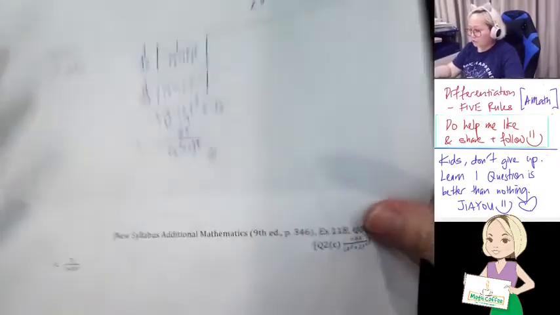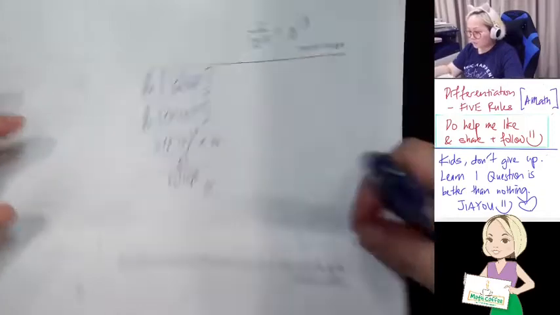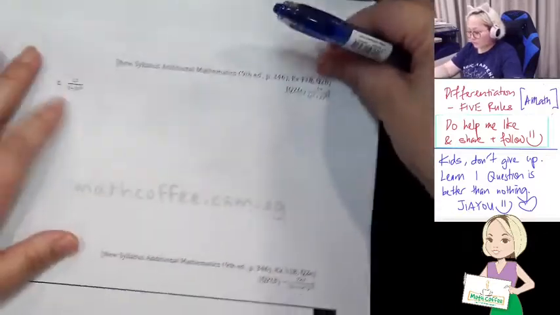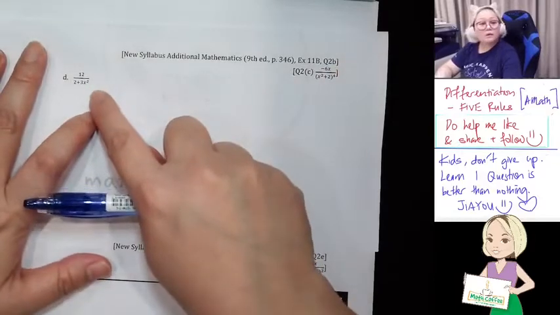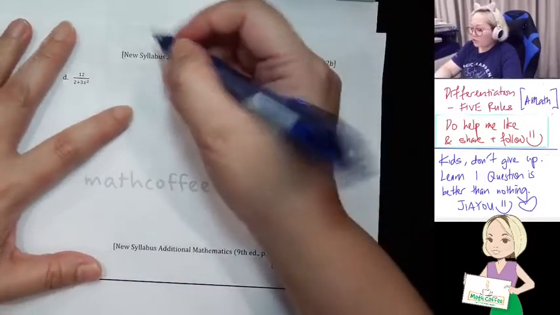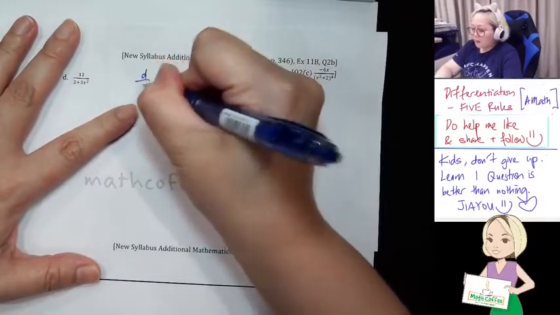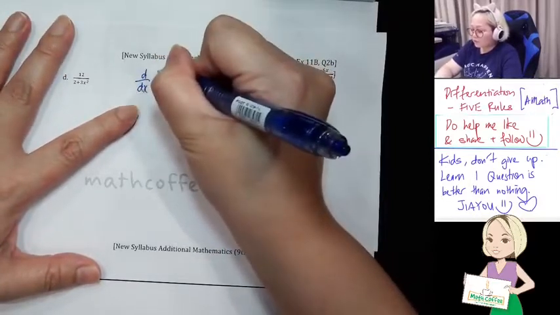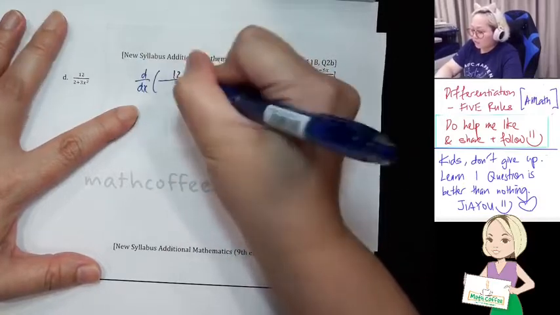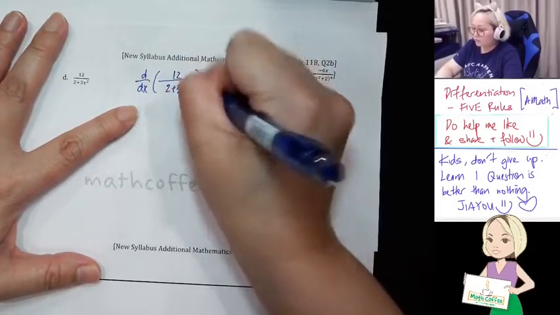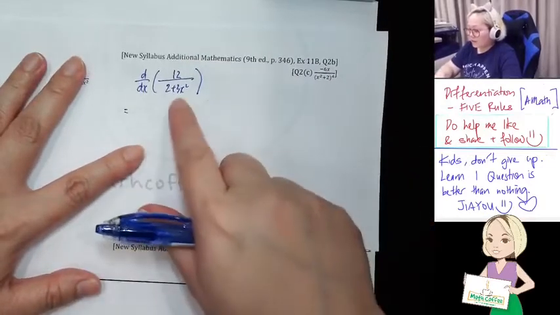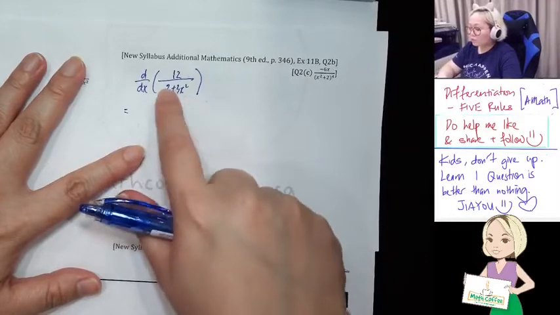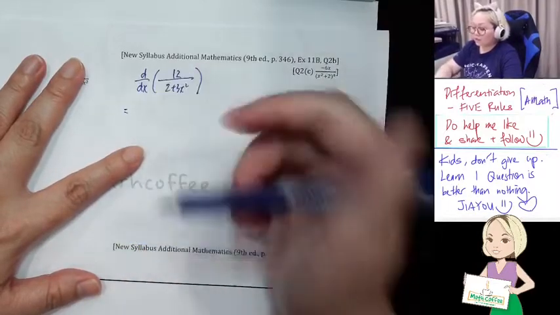Okay, so now let's move on. Let's take a look at this one. Some students will struggle, but actually this one is not as complex as you think. Let me write out the question first: 12 over 2 plus 3x squared. Some students will be stuck at the plus. Actually, I just need to change it to index notation.